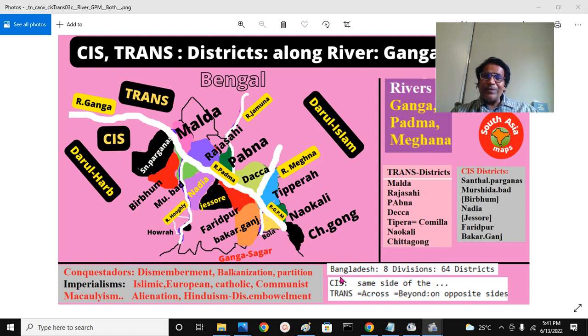So cis means same side. We are on the same side of the river. We have not crossed the river. Trans means across the river. We cross the river. That is trans. So cis region, cis districts here. This is the river. Trans region, trans districts here.